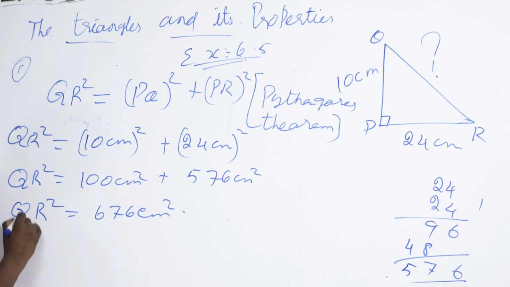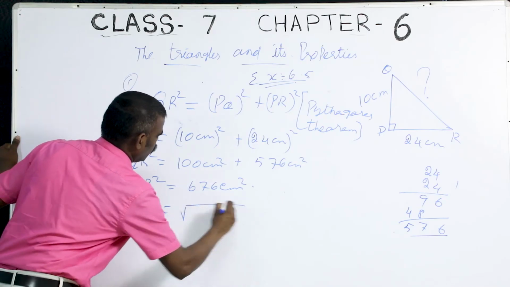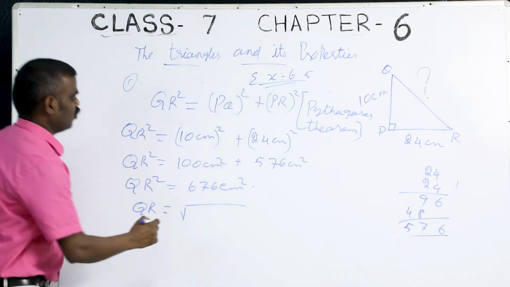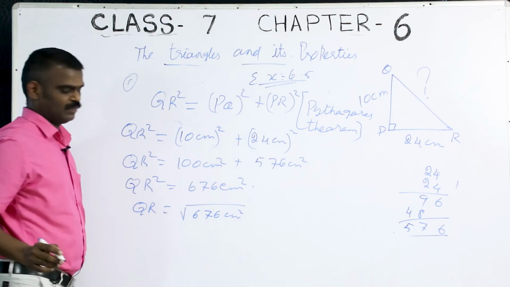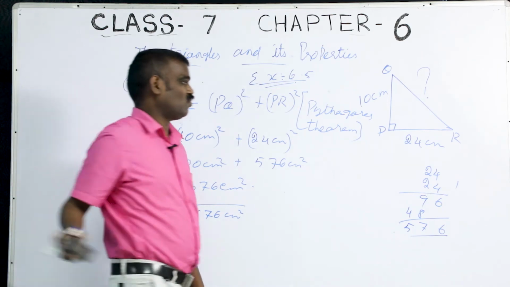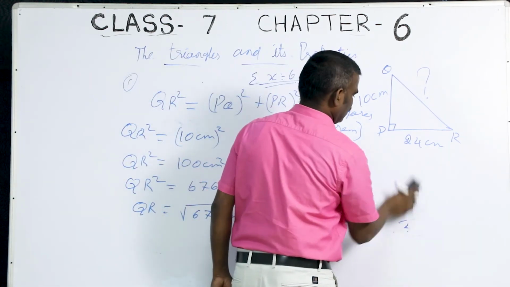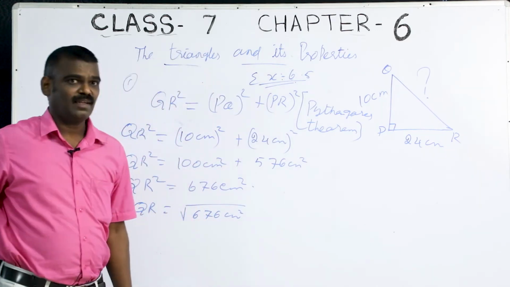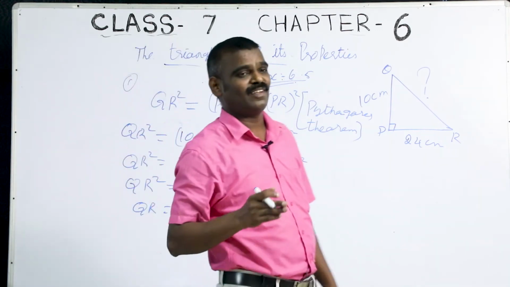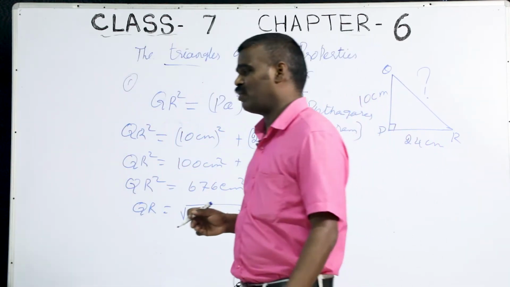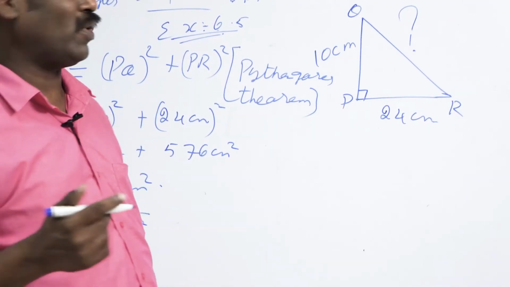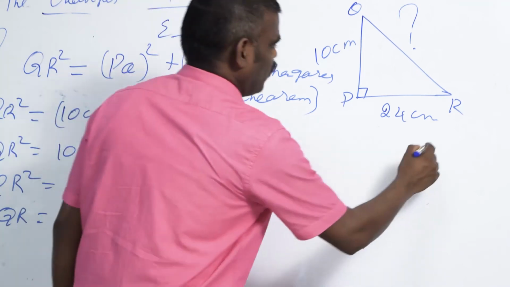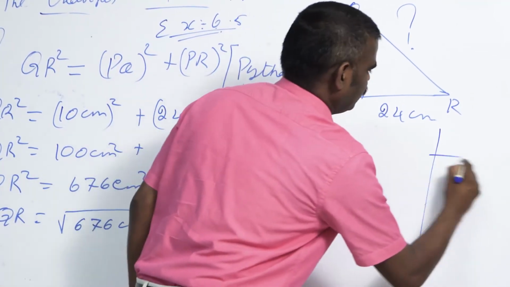But we need QR, right? So if you remove the square here, as I said, you have to put the square root. Okay. So 676 centimeter square. Now to find the square root of 676, how are you going to do it? There are two methods, but for square root, you are in class 7, you do not know how to find the square root. So you have to go for only factorization.